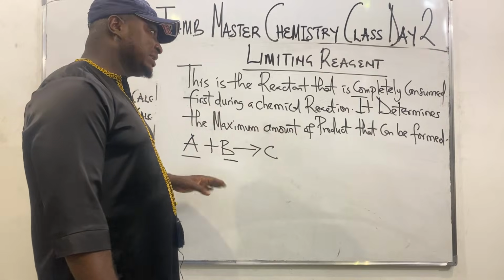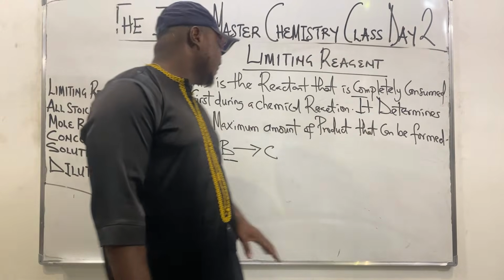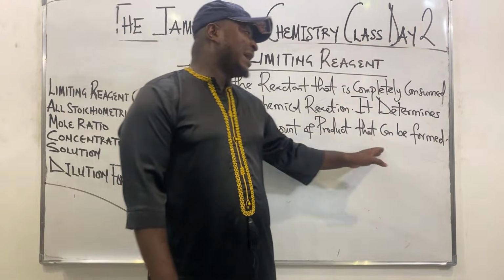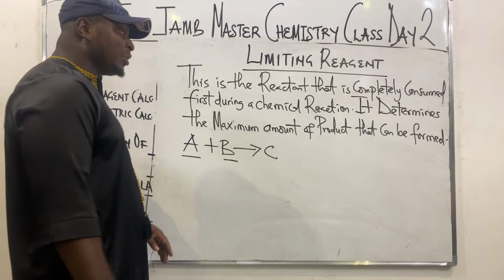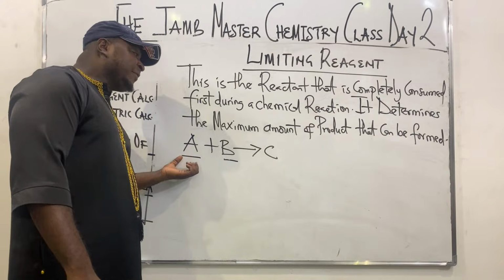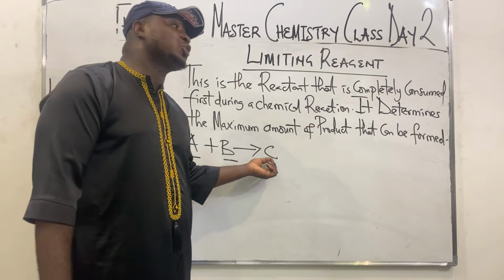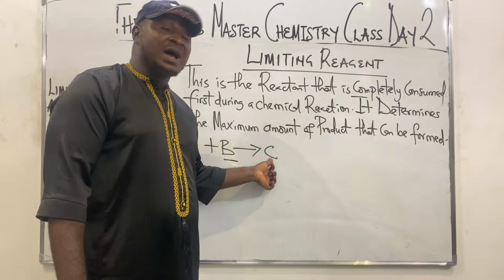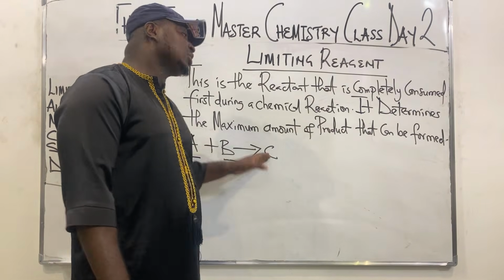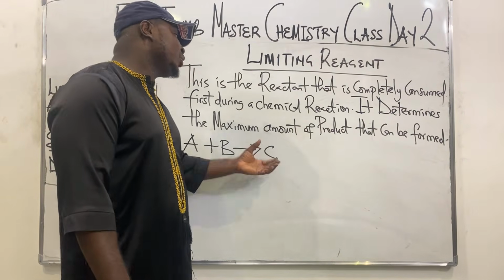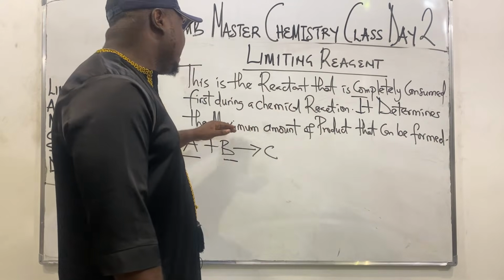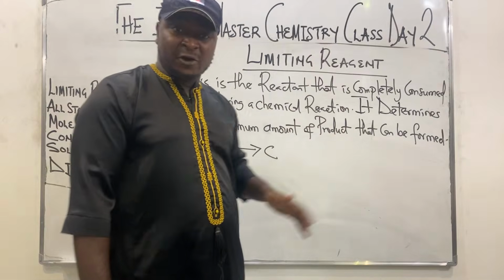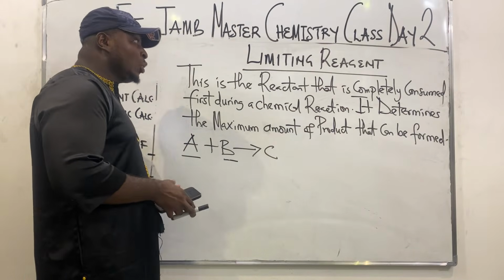Are we following, class? We said the limiting reagent determines the maximum amount of product that can be formed. What does that mean? The reactant that finishes first also determines where the product stops being formed, because as soon as the reaction stops, product is no longer formed. Whatever product has been formed before, that's where it stops. This is why it determines the maximum product that can be formed. So the limiting reagent holds the key.